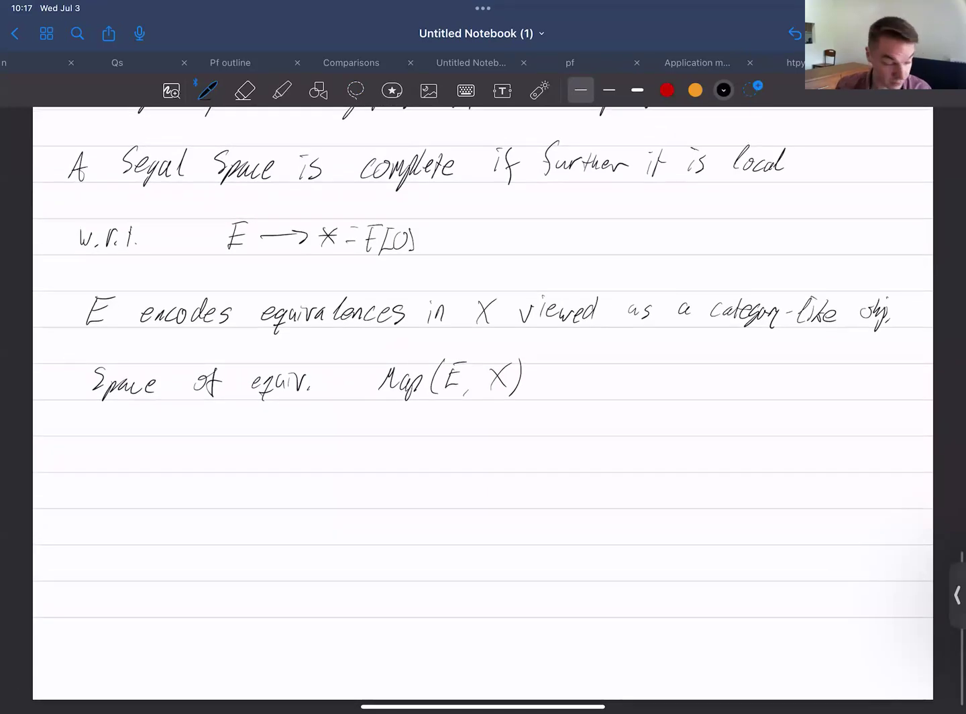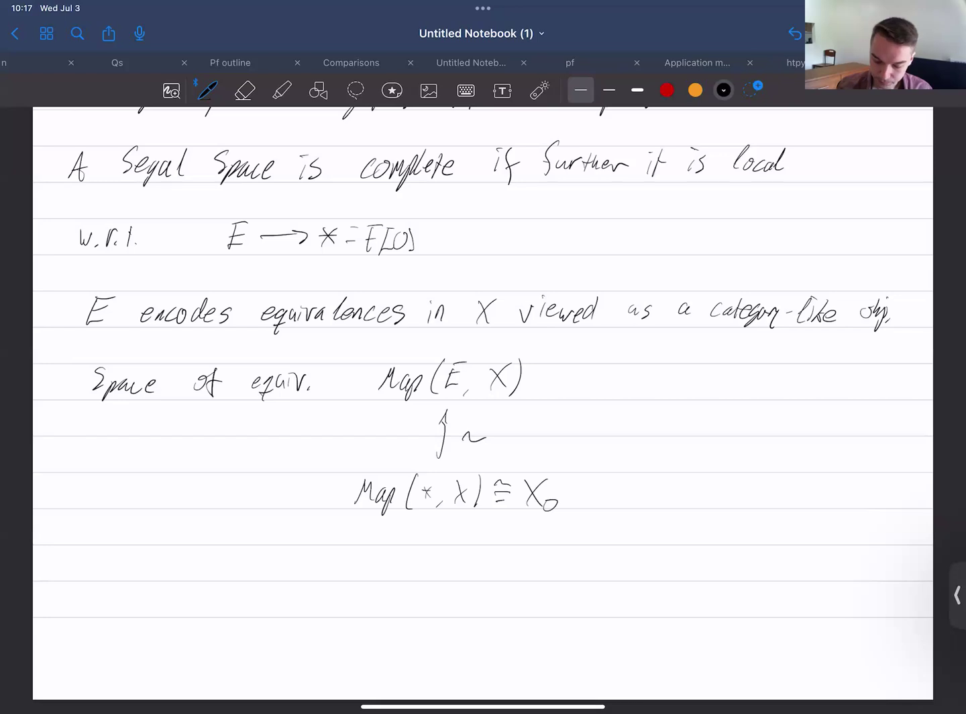Right, and being local with respect to this map here means that if we look at this map that's induced on these mapping objects. So here, this is just isomorphic to the 0 level of X. So this is saying that this is a weak equivalence of spaces.